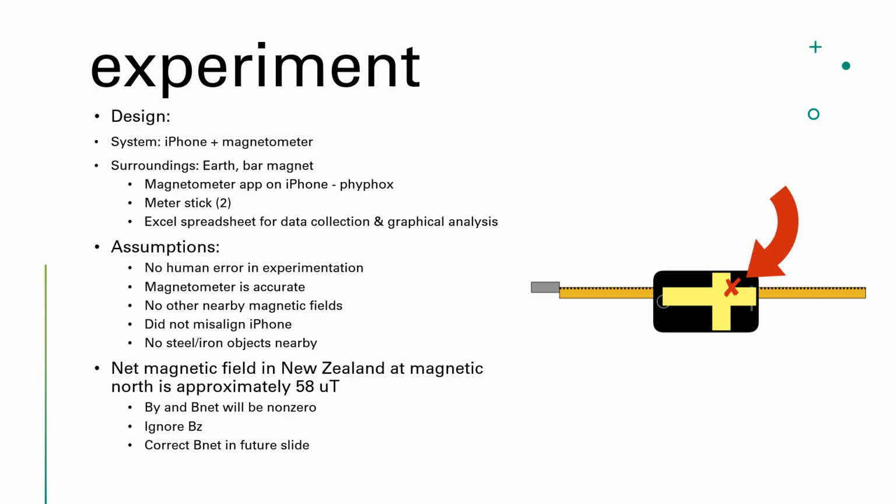No other nearby magnetic fields are present, that I aligned the iPhone correctly, and there's no large steel or iron objects nearby that could manipulate the field. I also had to find the net magnetic field in New Zealand, since that's where I was doing this experiment, and we found it to be approximately 58 microteslas.